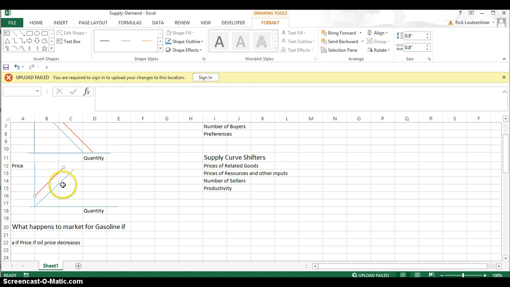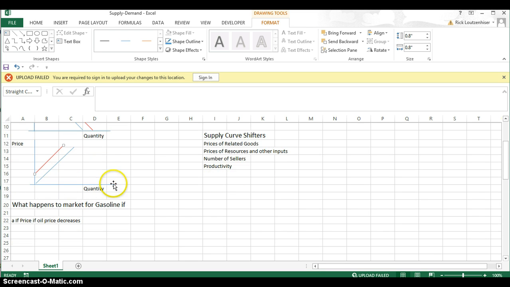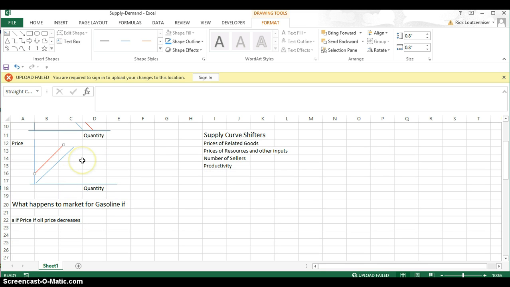If all that happened was the price change, I would move up and down that supply line. But in this case, what happened was the price of a resource that I used to make my product increased, which means my supply of that product is going to decrease for given prices, which means it's smaller, which means I move closer to the origin. Okay, so that's kind of how these curve shifters work.